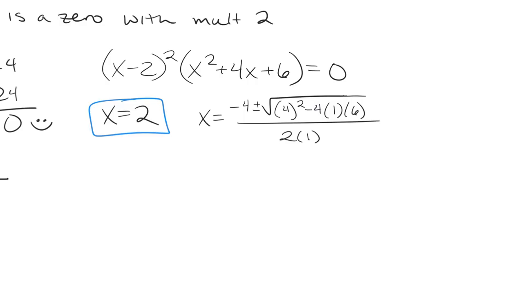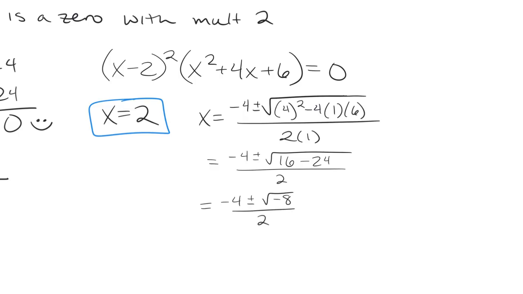Memorize my formulas. So we start to reduce as much as possible. This is negative 4 plus or minus the square root of 16 minus 24, over 2. What is 16 minus 24? Oof. We're overwhelmed. What's 16 minus 24? 8, but let's make it negative. So negative 8 over 2.